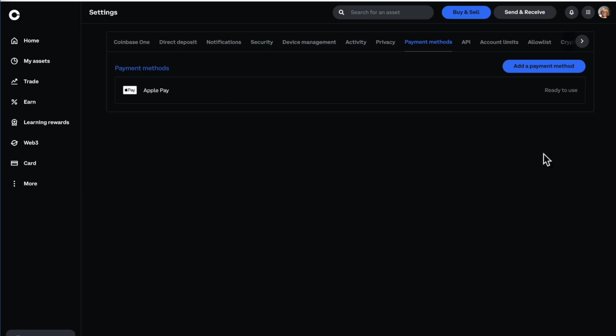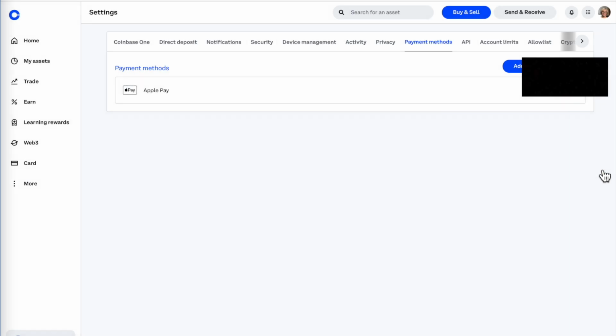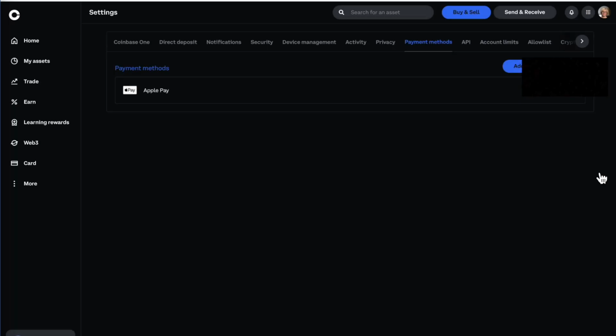And by the way, I have this set up as a dark mode screen. If you go over here, you can toggle that on and off, so that's light. I kind of like the way dark looks, so I click that there. So here on the left side, you have a menu of several different functions of this platform.